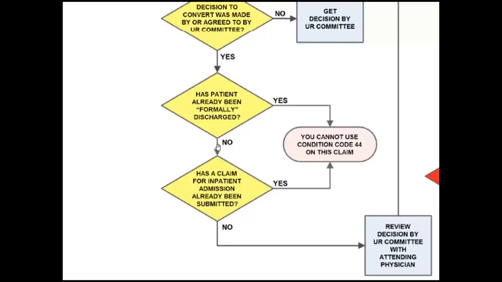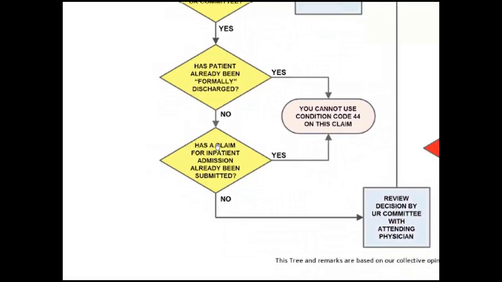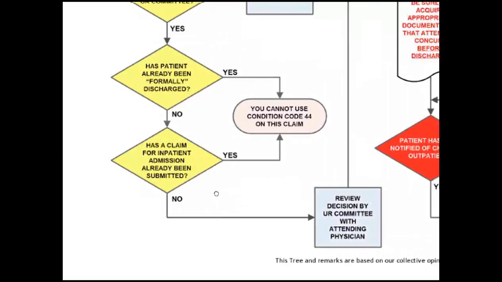All right, so if they've not been formally discharged, they're still there, then you want to check and make sure, has the claim for the inpatient admission already been submitted? That's really kind of a formality. I can't imagine that you're going to have that happen very often, where a claim already went out the door and they're not even discharged yet. I suppose that does happen in some circumstances, but you decide whether that's a question for you to figure out, and who would figure that out. But at any rate, that is a question, because that could invalidate your code 44 process. So if that has not happened, okay, then we go on.